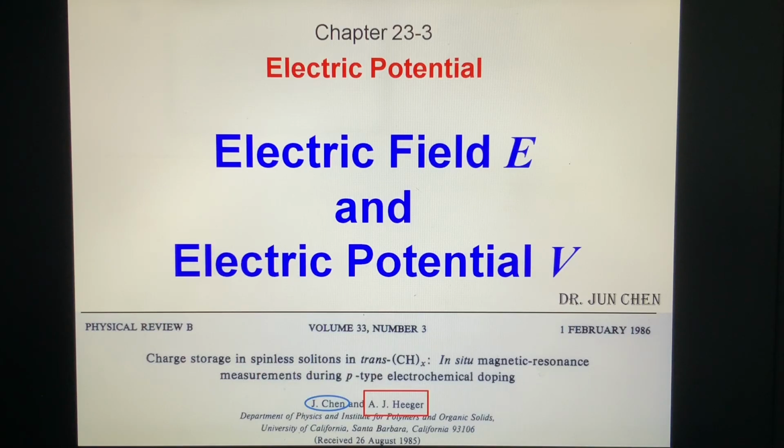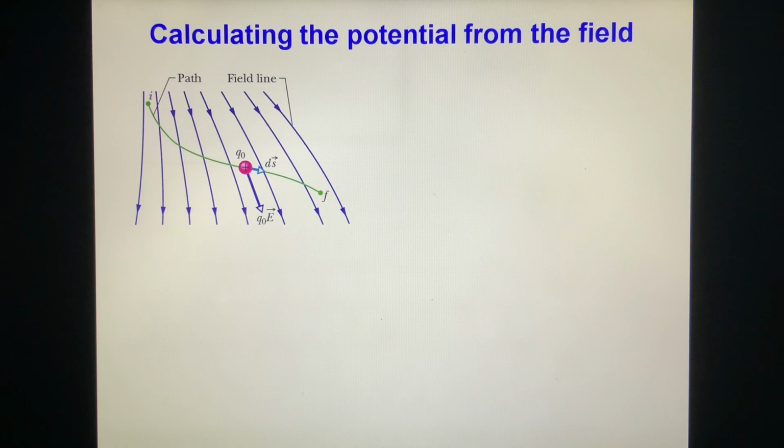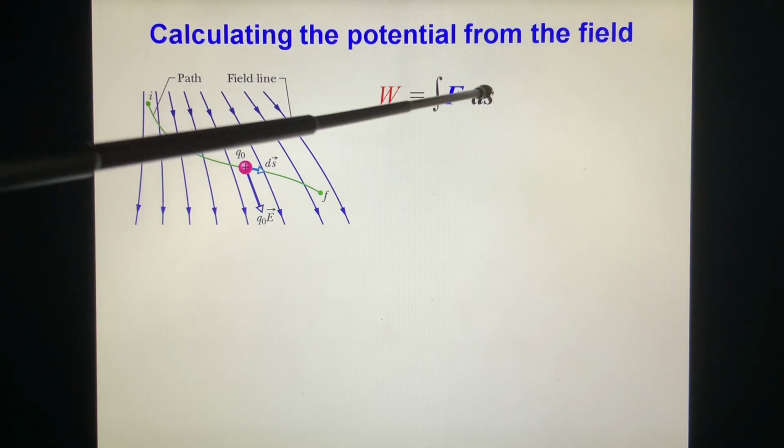Electric field E and electric potential V. Calculating the potential from the field. Now, this is the electric field. We have an initial point here and the particle moves to F by some force. This is the force. The work W equals the integral of F dot ds.